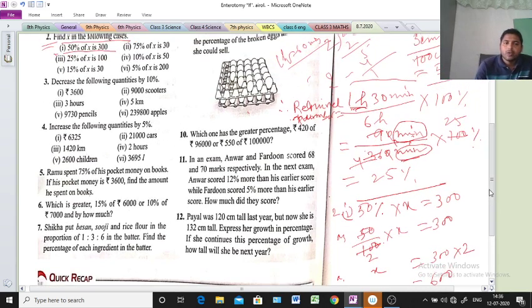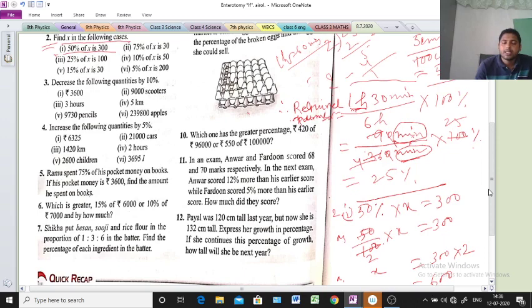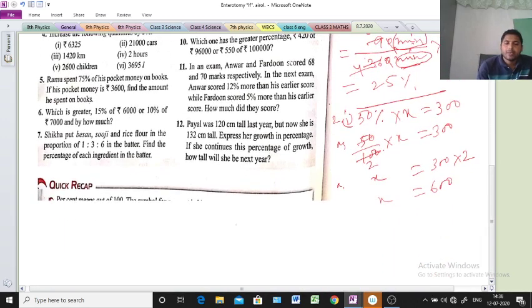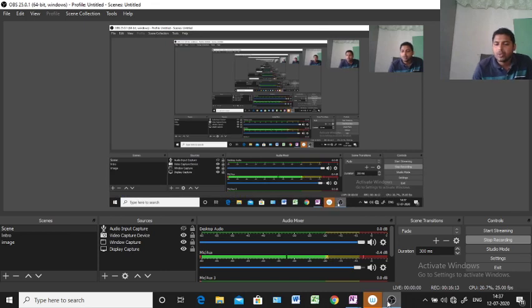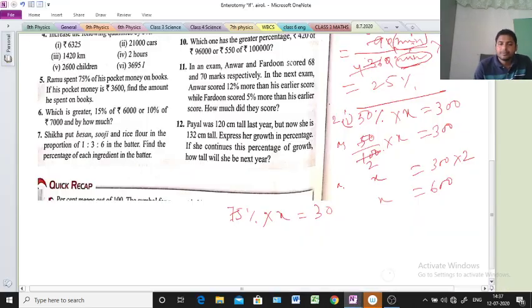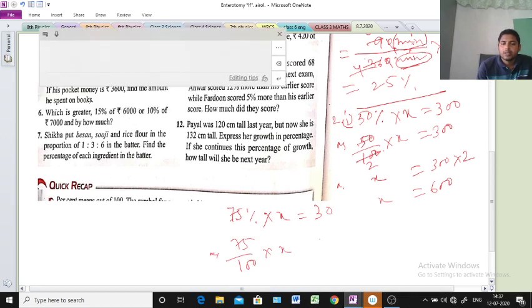Similarly, we find out the other problem. 75% of x is 30. I am writing here 75% of x, of means multiplication, x is 30. This is the question. You should try it. How to do this one? So 75% we can write as 75 by 100, into x. Clear or not?